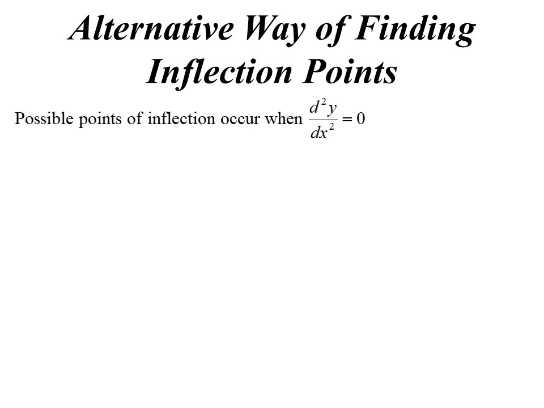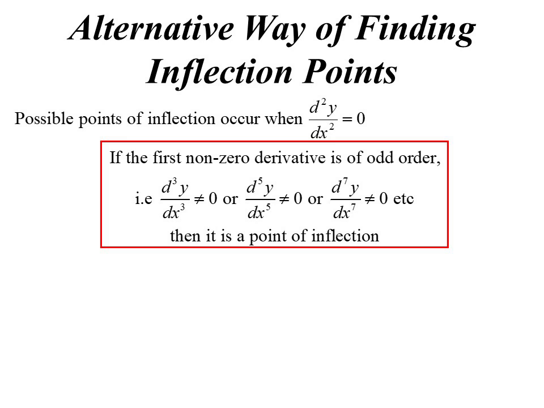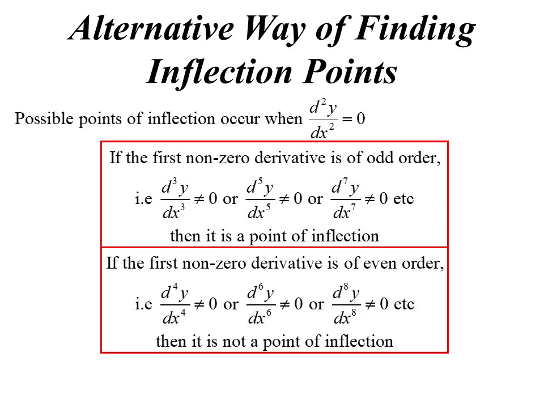We know this. We know possible points of inflection occur when the second derivative is equal to 0. If the first non-zero derivative is of odd order, so in other words, you keep differentiating. If the first time when you substitute in, you get an answer that's not 0, and it happens to be an odd derivative, it's a point of inflection. So the one I just said before was the third derivative. But it might not be the third, it might be the fifth, it might be the seventh, it might be the ninth. It depends how far you have to keep going. If it's an even one, so fourth derivative, sixth derivative and so on, then it's not a point of inflection.